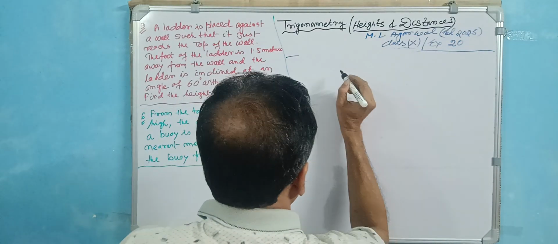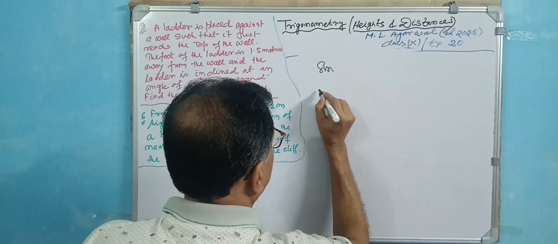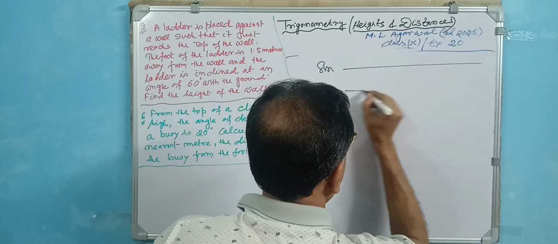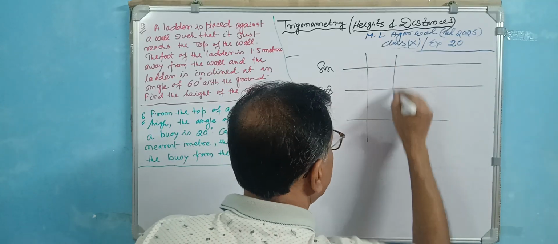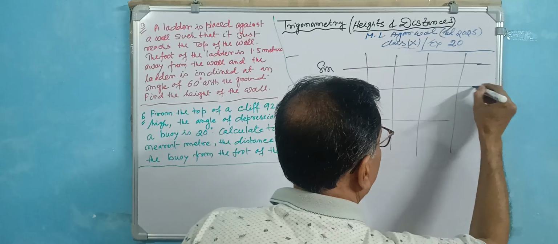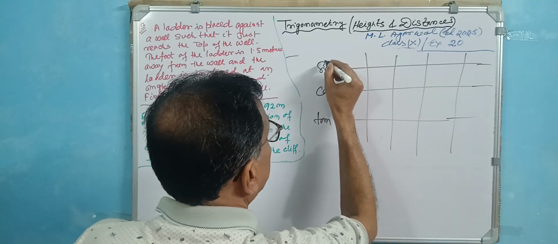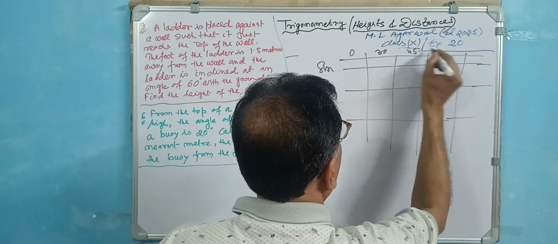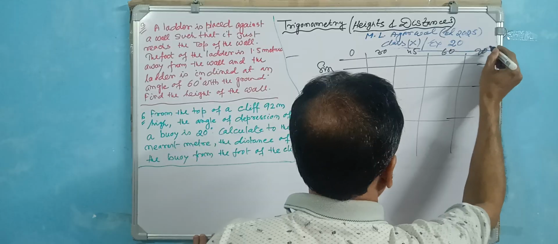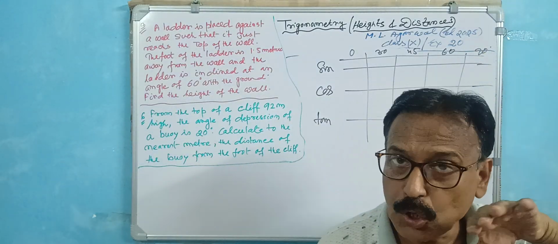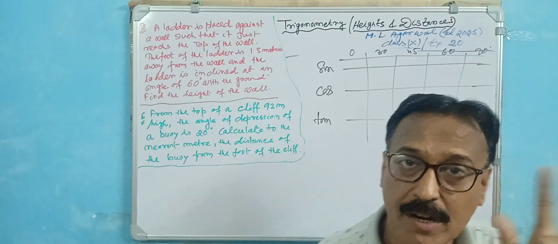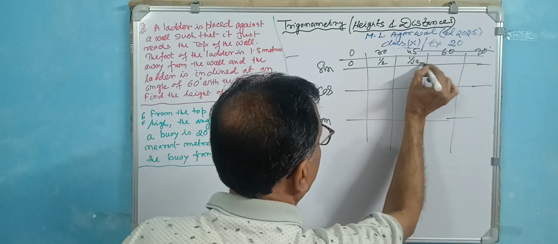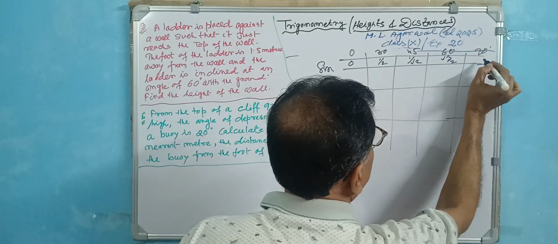If there are different sums with sine, cos, tan, and difference angles, in which way should you remember? Very important. So this is 0 degree, this is 30 degree, this is 45, this is 60, this is 90. In the case of sine, from 0 to 90 the value increases from 0 to 1. Sine 0 is 0, sine 30 is half, sine 45 is 1 by root 2, sine 60 is root 3 by 2, sine 90 is 1.